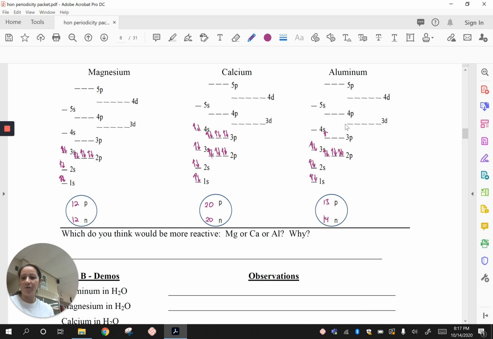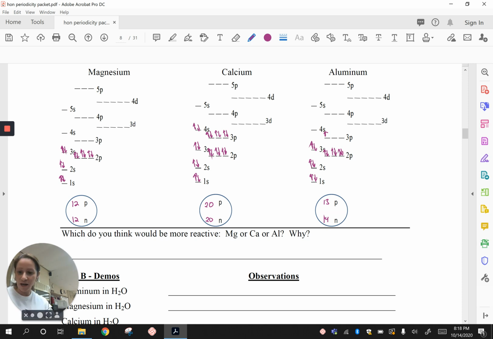So I thought we'd pick two that are in the same period and two in the same group. And I want you to think about it. What do you think? Which one is the most reactive and why? Magnesium, calcium, or aluminum? So please stop the video, think about it, and then resume the video after you've thought about it. So hopefully you've stopped for a minute and thought about whether magnesium, calcium, or aluminum is the most reactive.